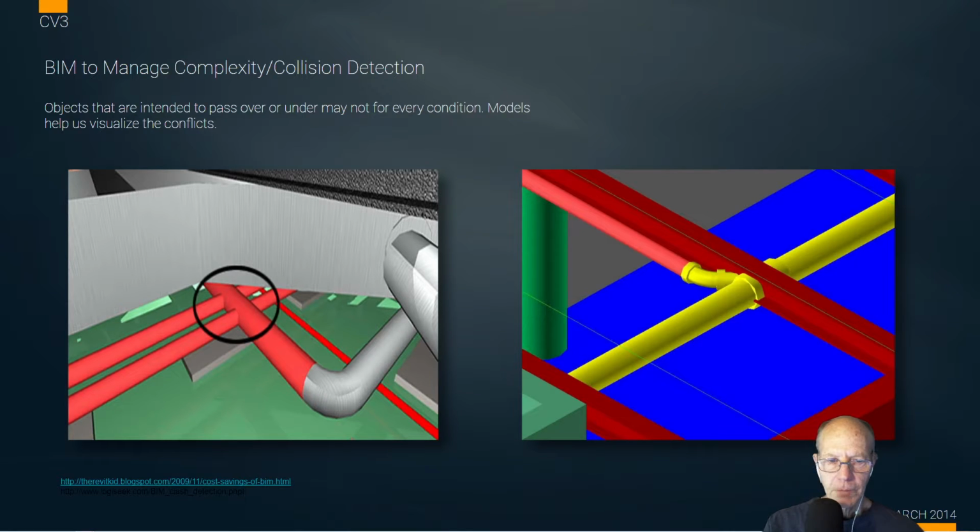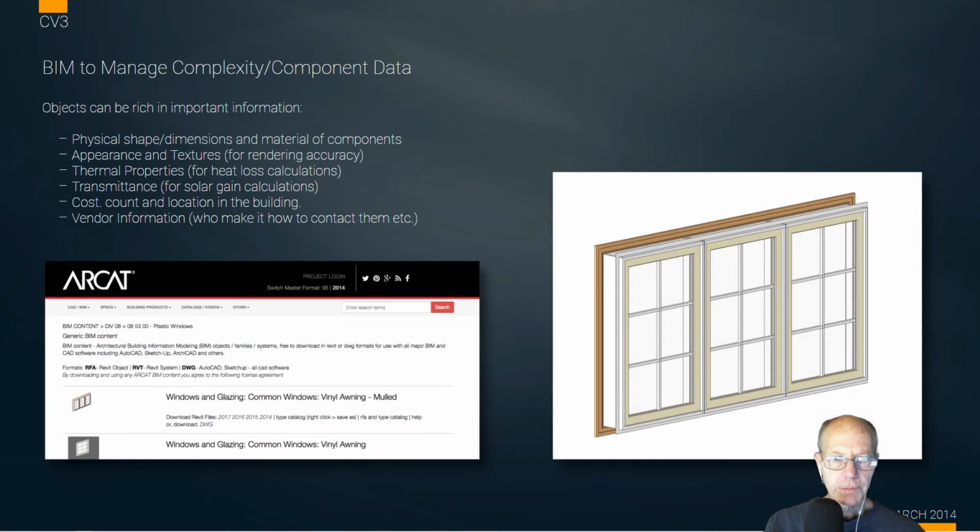For instance, pipes running through other pipes at exactly the same level, or in this case, up on the right-hand side, a pipe running through a beam. Those can be quickly visualized, and the software can help us catch these clashes by flagging them so that we can correct them before they become costly mistakes.